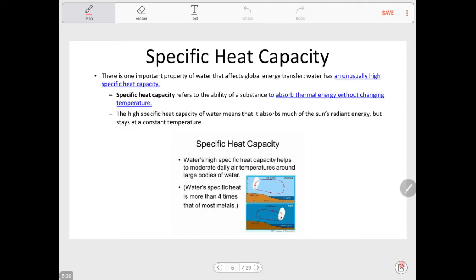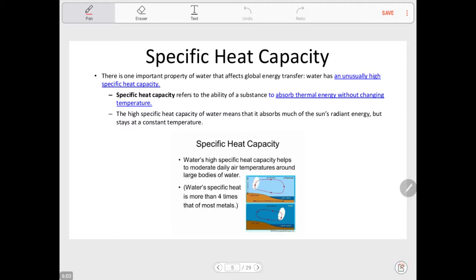So here you go. There is one important property of water that affects global energy transfer. Water has an unusually high specific heat capacity. Specific heat capacity refers to the ability of a substance to absorb thermal energy without changing temperature. The high specific heat capacity of water means that it absorbs much of the sun's radiant energy but stays at a constant temperature.